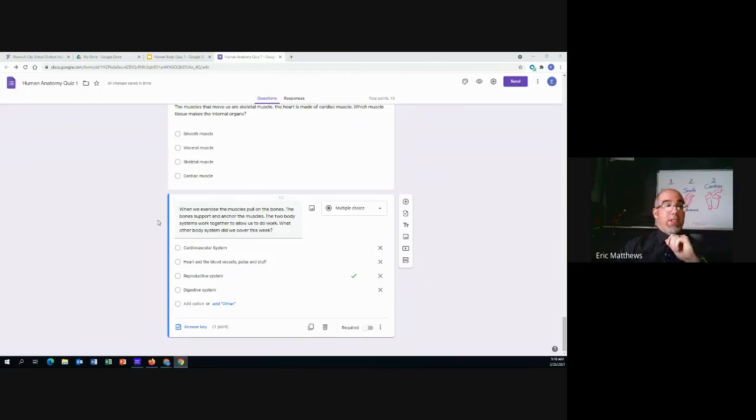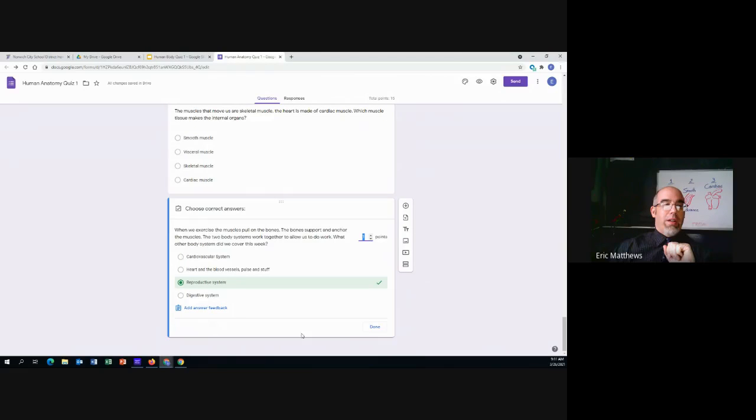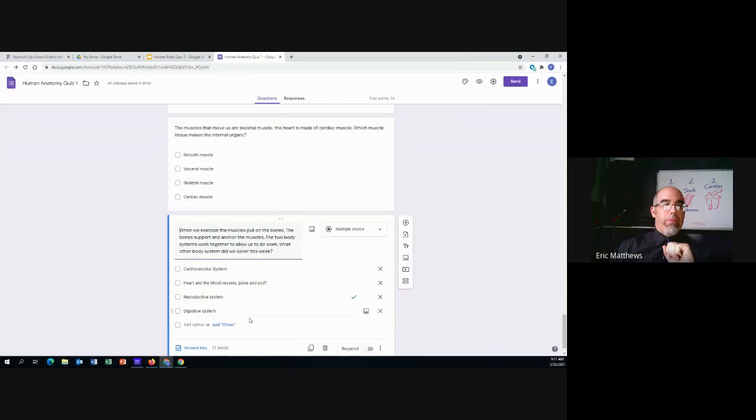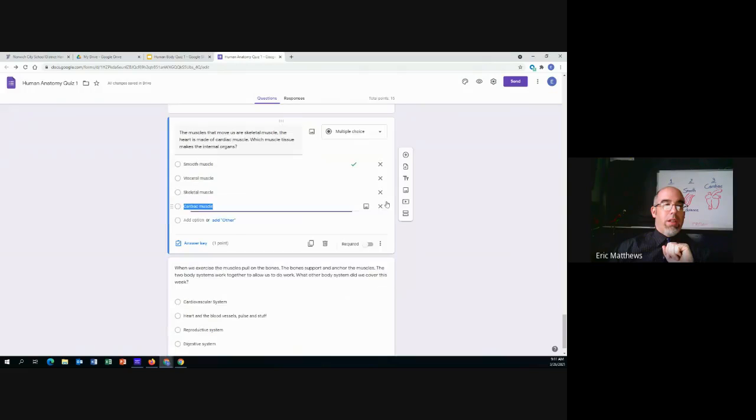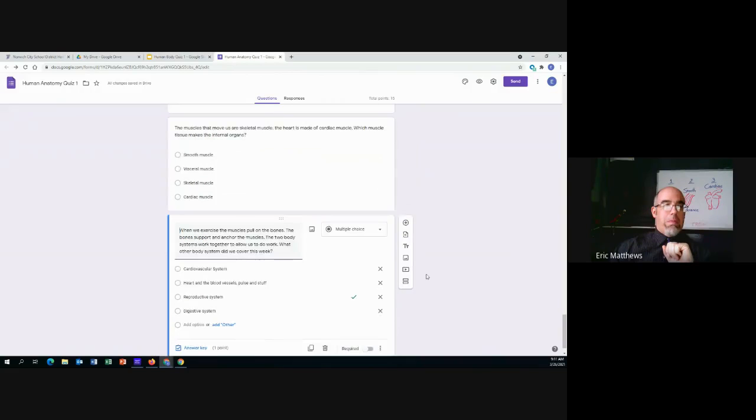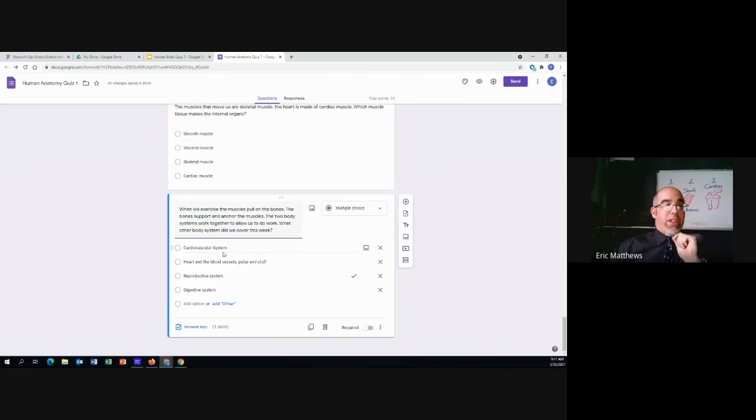And finally, our last question. When we exercise, the muscles pull on the bones. The bones support and anchor the muscles. The two body systems work together to allow us to do work. What other body system did we cover this week? The cardiovascular system, the heart and the blood vessels, pulse and stuff, reproductive systems, or digestive system.